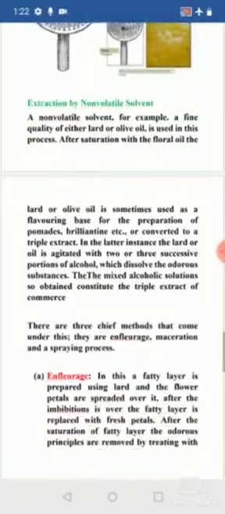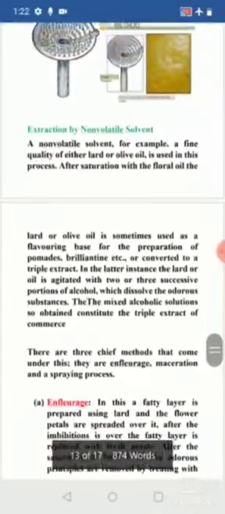Generally this method is used for the extraction of the volatile oil from the flower petals, or the floral oil. This is used for the floral base, for the preparation of the soaps, the pomades, the brilliantines. So you are going to prepare the floral base by using this method.